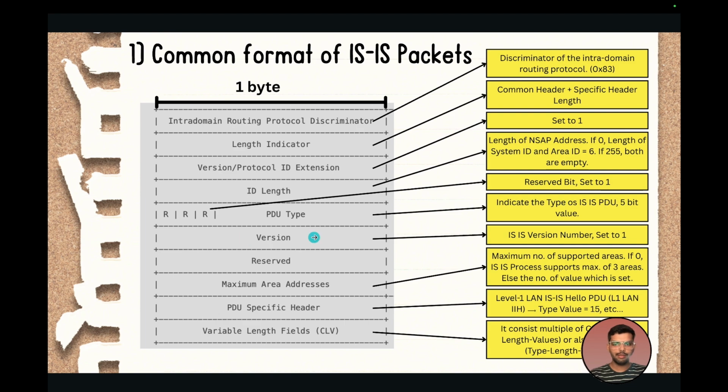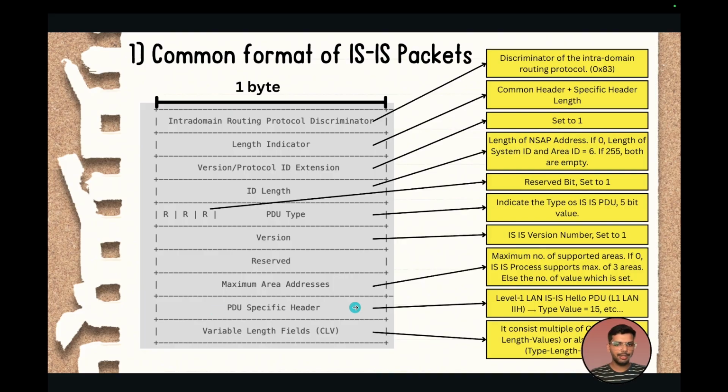So version means the IS-IS version number, set to 1. Reserved, so all the bits are again set to 1. This is the reserved 1 byte. Maximum area addresses means the maximum number of supported areas that we can use. If it is set to 0, the IS-IS process that the device is running will support a maximum of 3 areas. Else, the value of this field is the maximum number of areas supported. Generally it ranges from 0 to 127.